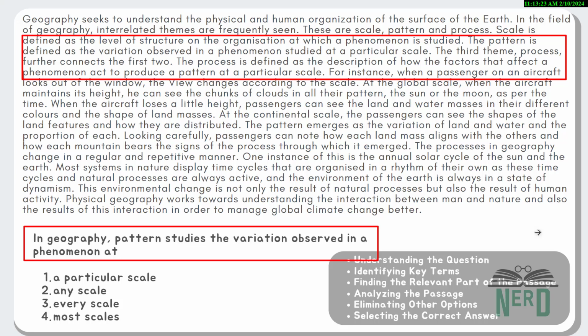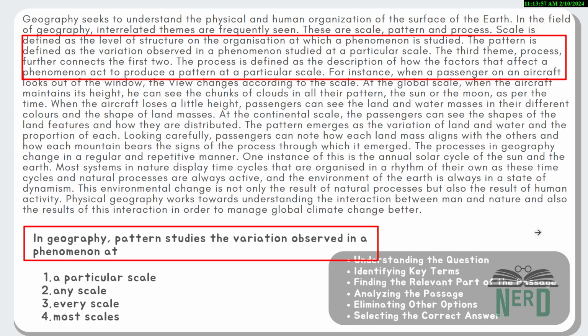The definition provided in the passage explicitly states that pattern studies are conducted at a particular scale, right? So this means the examination of variation within a phenomenon is focused on a specific level of structure or organization, rather than being generalized across all scales, right? So we can get the idea of what it is talking about, right?